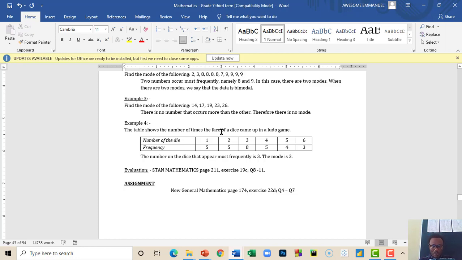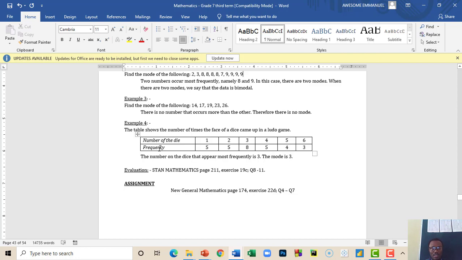Now example 4, you could have a question that comes in grouped data, and you'll also be asked to find the mode. So in this question, we have a table that shows the number of times each face of a dice came up in a Ludo game. Now, the number on the dice that appears most frequently is 3. The mode is 3. How do we get the mode?